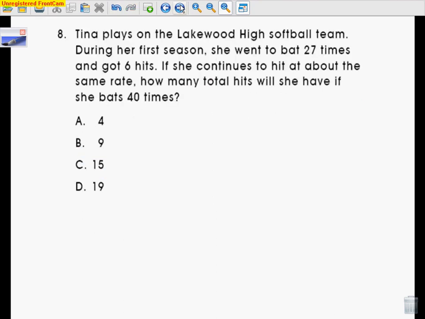All right, next. Tina plays on the Lakewood High School softball team. During her first season, she went to bat 27 times and got 6 hits. If she continues to hit at about that same rate, how many total hits will she have if she bats 40 times?